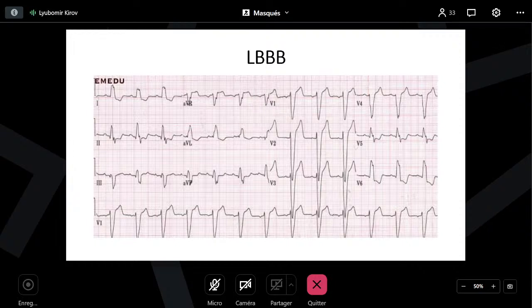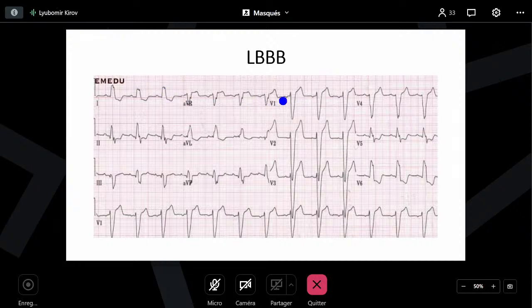Here is the left bundle branch block with its specific changes. The QRS, left bundle branch block, complete, of course, should be more than 0.12 seconds prolongated, and those specific changes in the left leads with often notched top of the R peak.